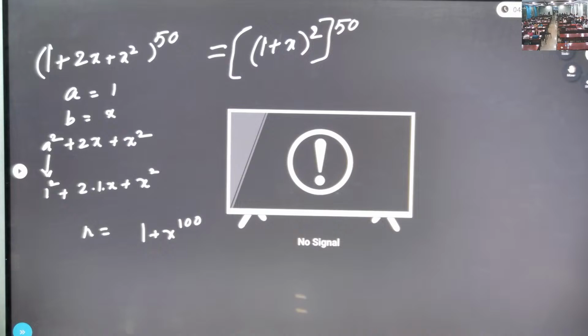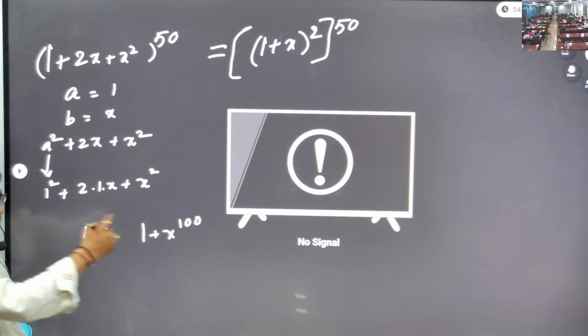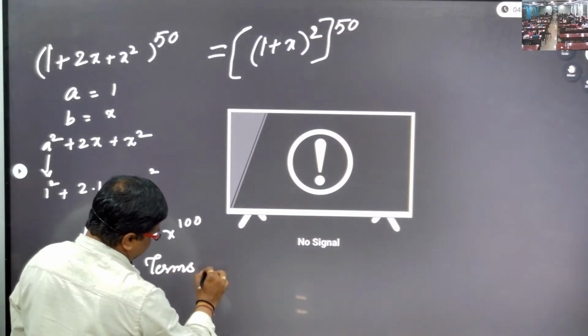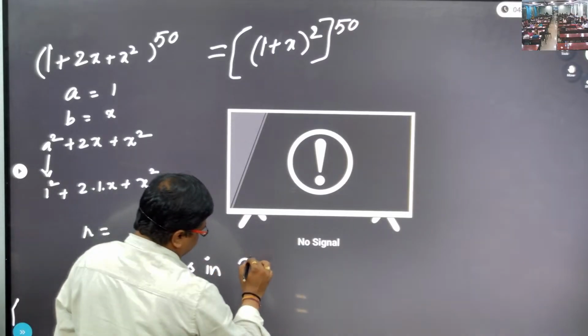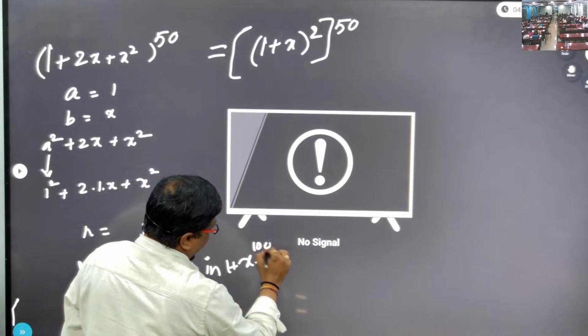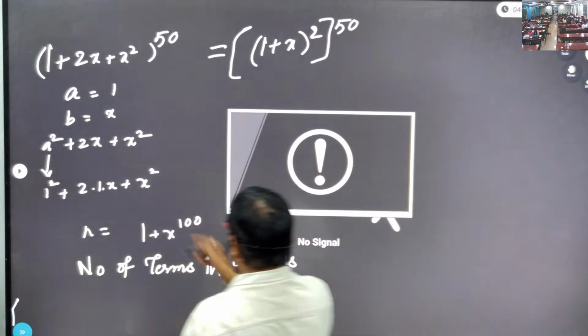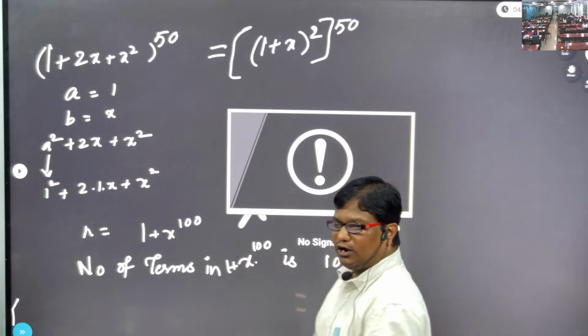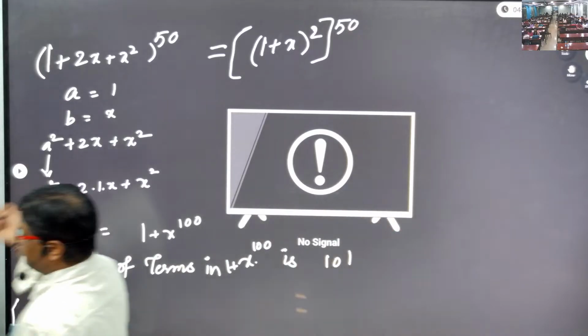Ask me the number of terms. Okay. So when you have the n value, what is the number of terms in the given one? n plus 1. So the number of terms in (1 plus x) power 100 is? So it is n plus 1, right? So n is equal to 100. So what is the value? 101.